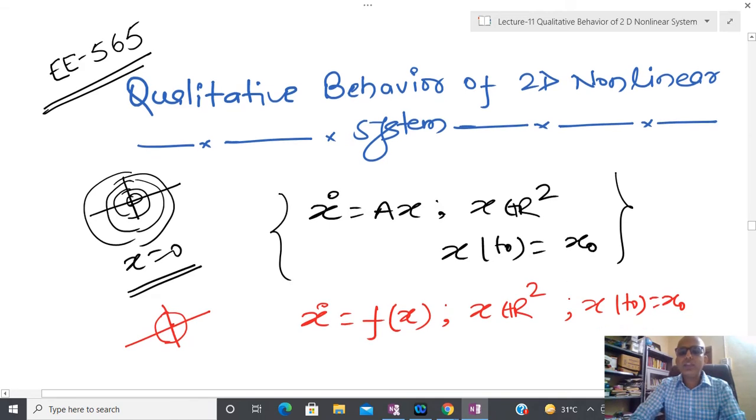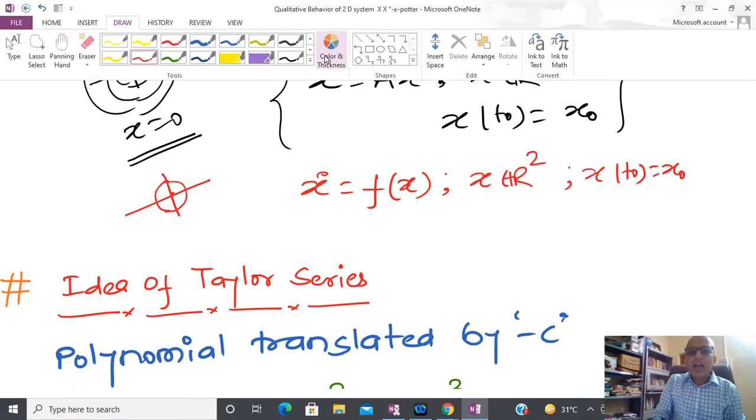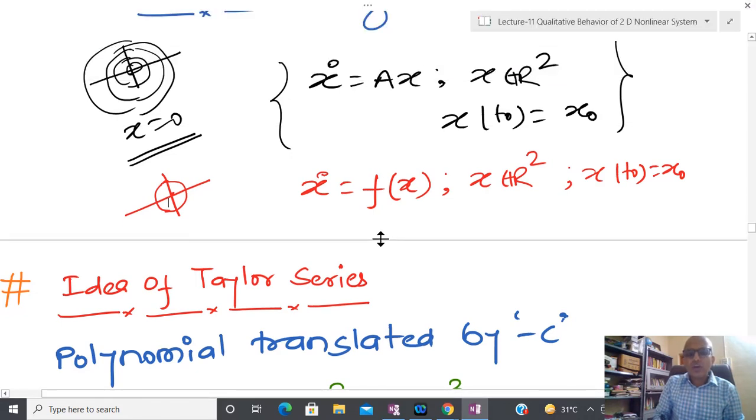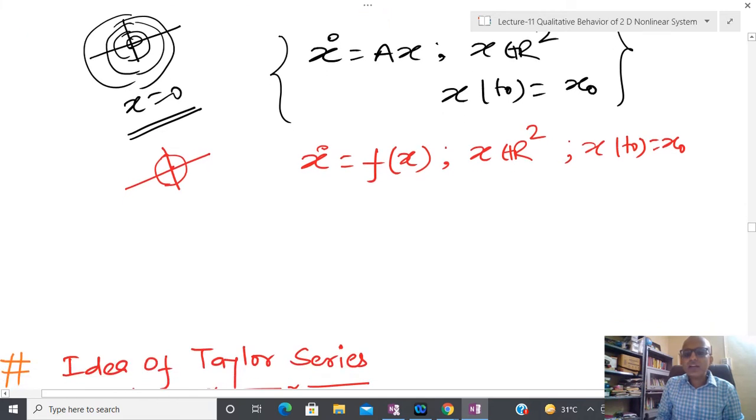Now let us come to the next point. I have a certain kind of nonlinear autonomous system. Now I am going to extend the qualitative notion, or phase portrait, of linear systems to nonlinear systems.